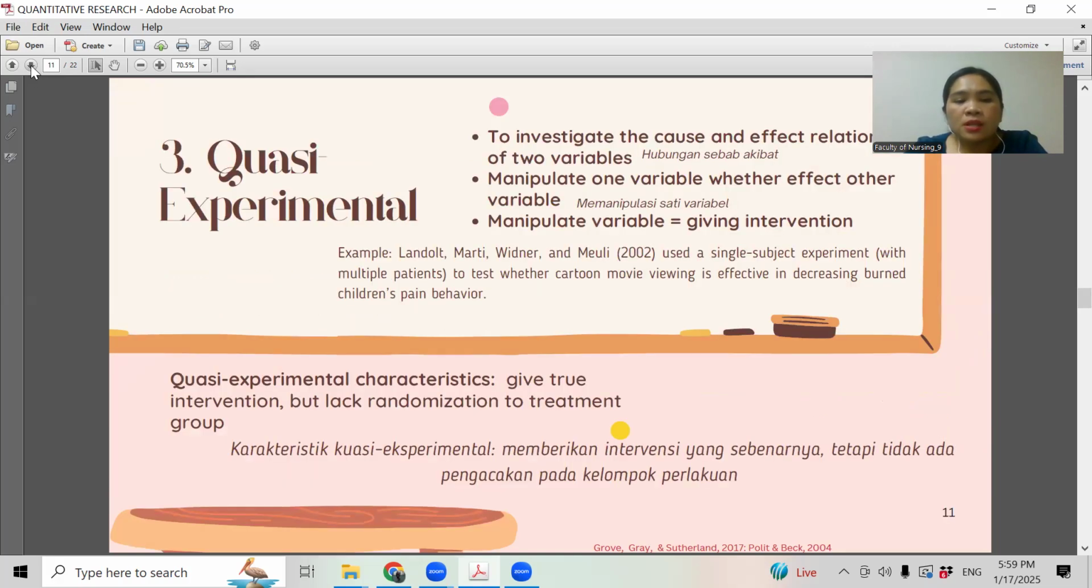Number three is quasi-experimental. So we do some experiments, we do some interventions to see the cause and effect between two variables. And this is an example: what is the effect of a cartoon movie in decreasing pain in children? We call it quasi because randomization is lacking in the sample, different from true experimental.